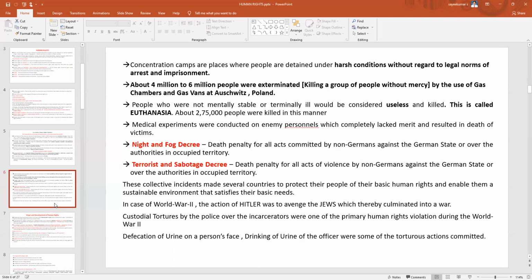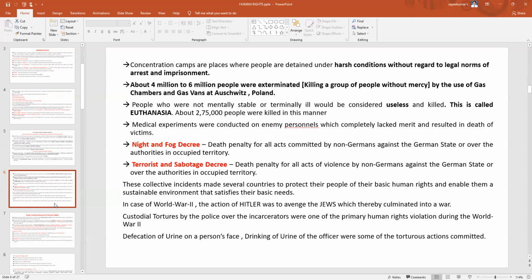About 4 million to 6 million people were exterminated, killing a group of people without mercy. That is called extermination, by the use of gas chambers or gas vans at Auschwitz. People who were not mentally stable or were terminally ill were considered useless and were killed. It was called euthanasia. About 275,000 people were killed in this manner. Medical experiments were conducted on enemy personnel which completely lacked merit and resulted in the death of the victims.